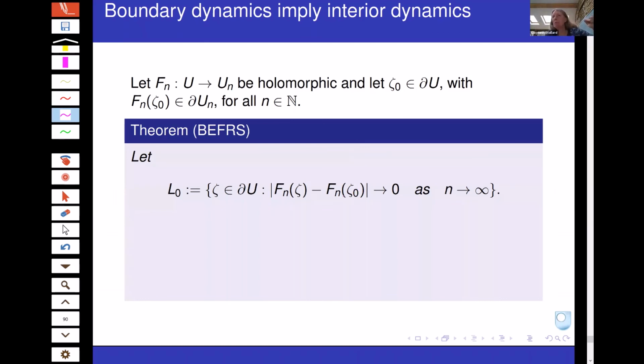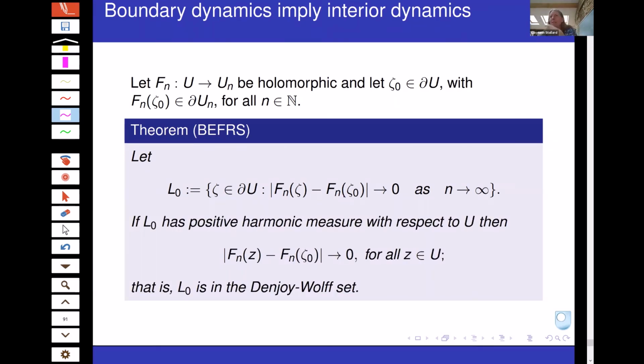And then we look at the set of all the other points on the boundary which have the same limiting behaviour as this one identified point that we took. Basically the result we prove is that if that set is large enough, if that set has positive harmonic measure, then all the interior points are going to have the same limiting behaviour. So if you have enough points on the boundary which all converge together, then they're going to drag the interior points with them. So as long as this set is big enough, it will be in the Denjoy-Wolff set. All the interior points have the same limiting behaviour as it.